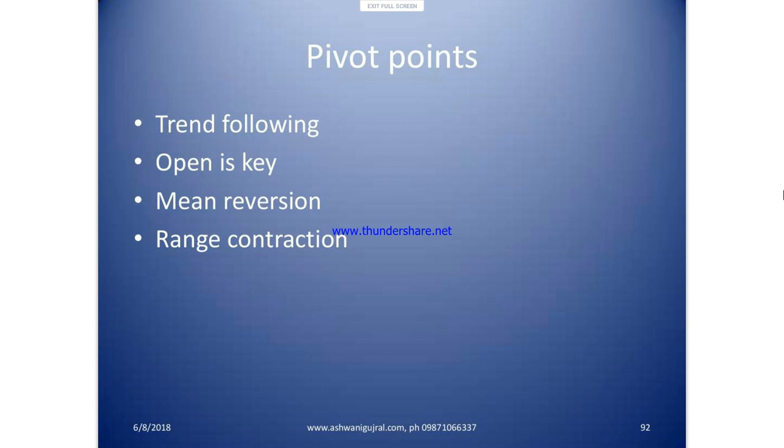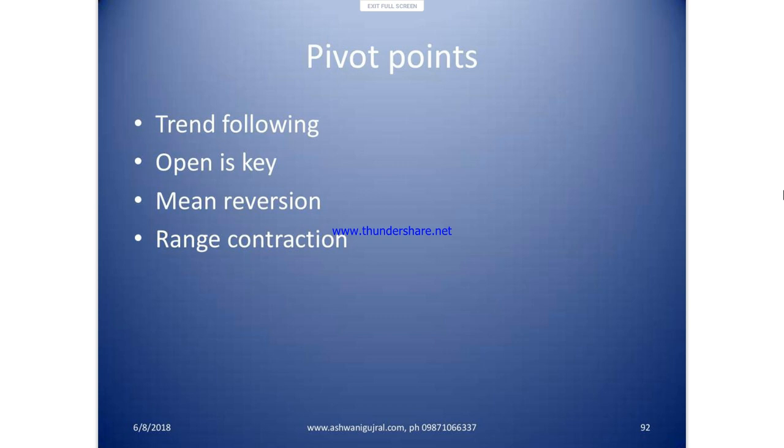Now what are the key attributes of pivot? A, there is trend following. B, open is key for pivot points. C, they are mean reverting. In a sideways market, when the market gets to one extreme, it reverts back to the pivot. Also volatility: low volatility leads to high volatility leads to low volatility. Nothing different from what we learned yesterday.